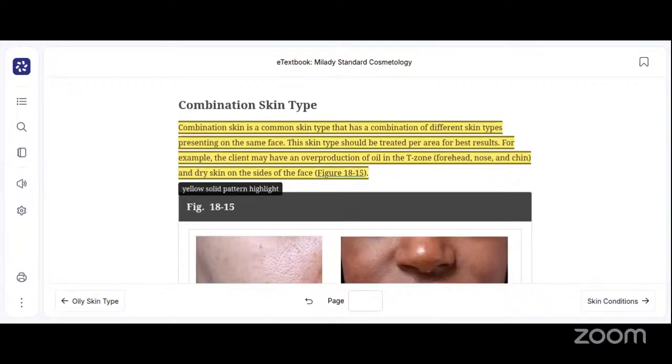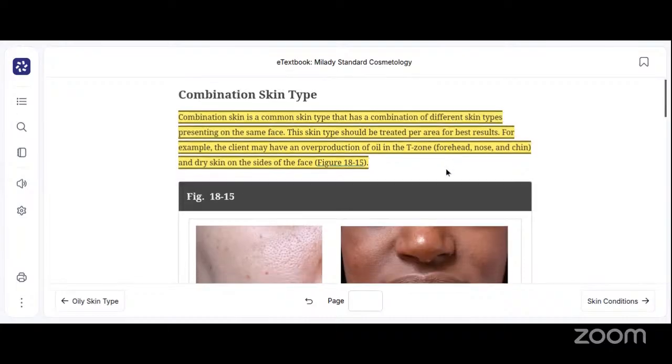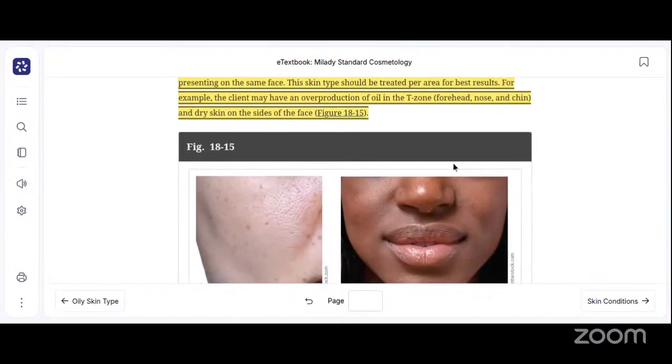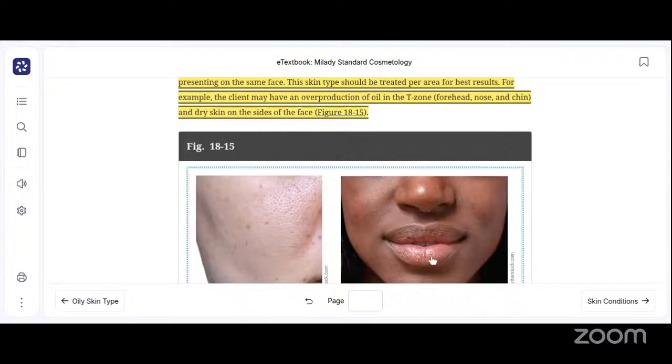We break this up into the T zone, and the T zone includes the forehead, nose, and chin. Those areas, the client may have an overproduction of oil. So the forehead, nose, chin, just straight across here, it can be oily.